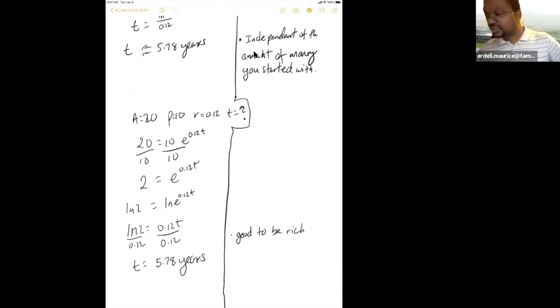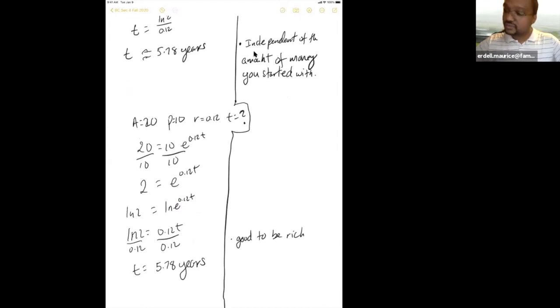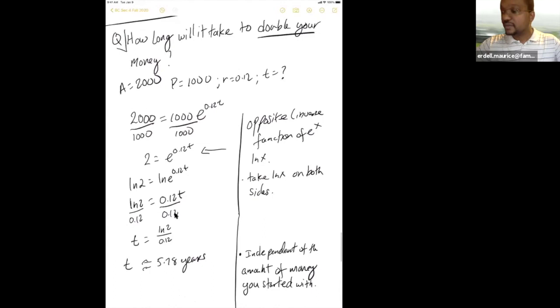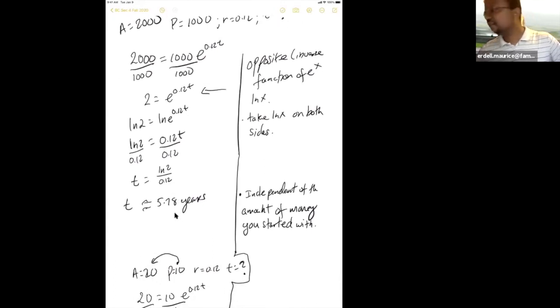Because literally for the same amount of time, one person earned $10 to go from here to here. They made $10 in 5.7278 years, while the other person went from here to here and earned $1,000 in that same 5 years. Of course, if you had $1 million, you'd earn $1 million in 5.7 years. If you had $1 billion, you'd earn $1 billion in that same period of time.